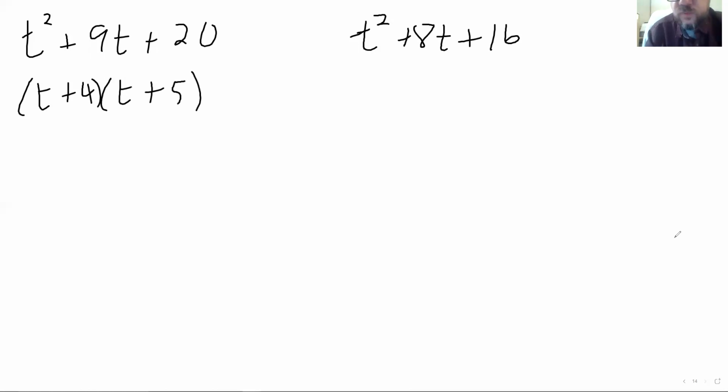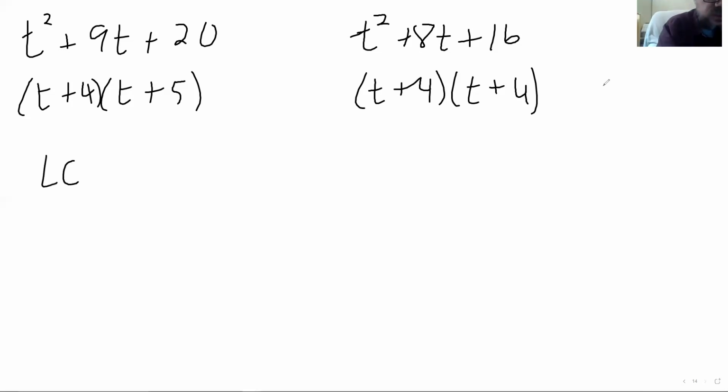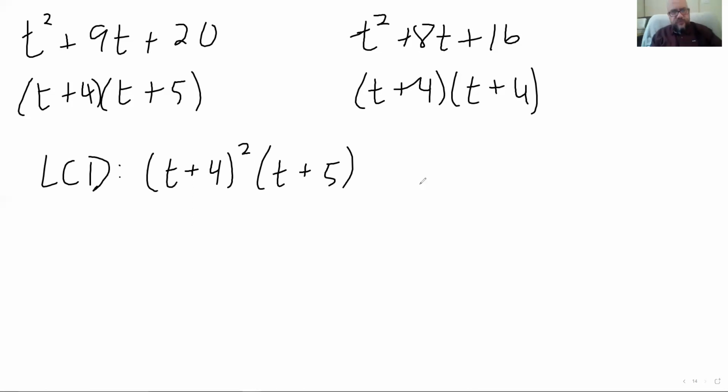And here I'm looking for two numbers that multiply to be 16 and add up to be 8. So 4 and 4. Right, or t plus 4 squared, of course. So the first one, the t squared plus 9t plus 20, is missing one of the t plus 4s. And then this one is missing the t plus 5. So my LCD is going to be t plus 4 quantity squared times t plus 5. All right, so keep that in mind.